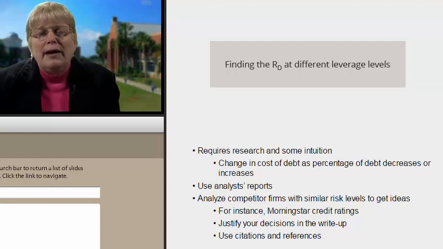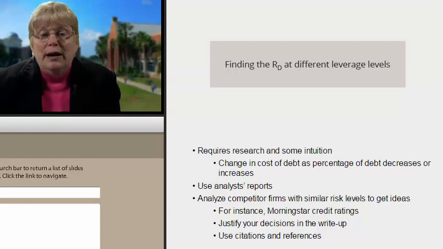How are you going to come up with estimates for this required return on the debt? You can use analyst reports. You can analyze competitive firms. Find similar firms with similar risk levels to get some ideas. Go into Morningstar and try to find comparable firms. Morningstar gives you the credit rating for your firm's debt when you pull up the values, and you should be able to find some reasonable, intuitive understanding about how the cost of debt is going to change.